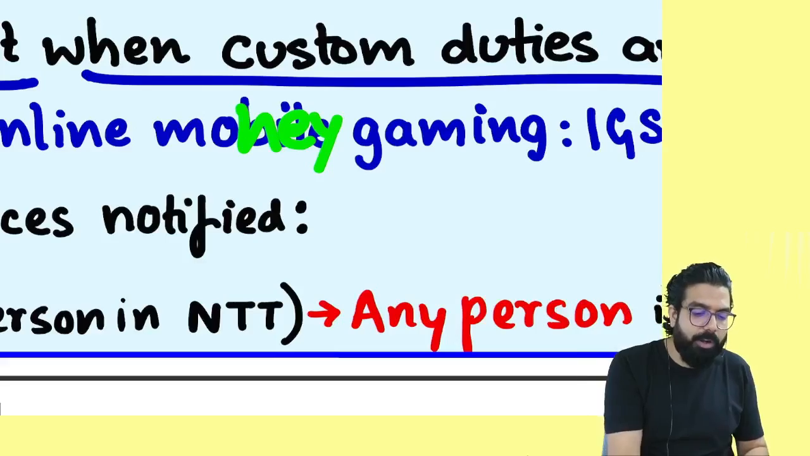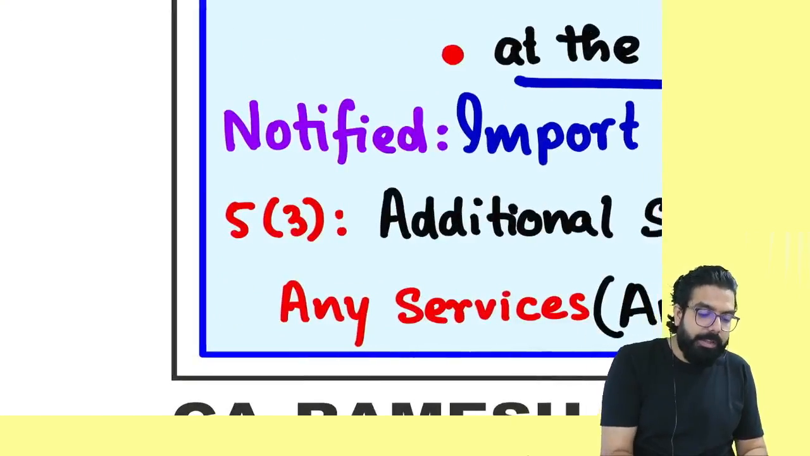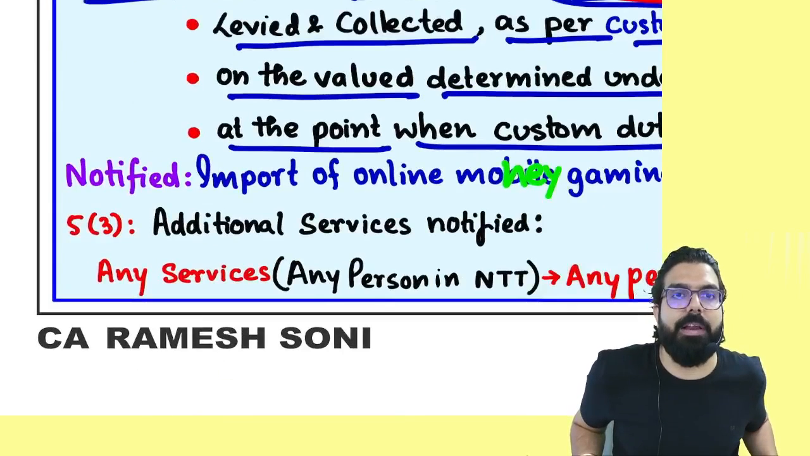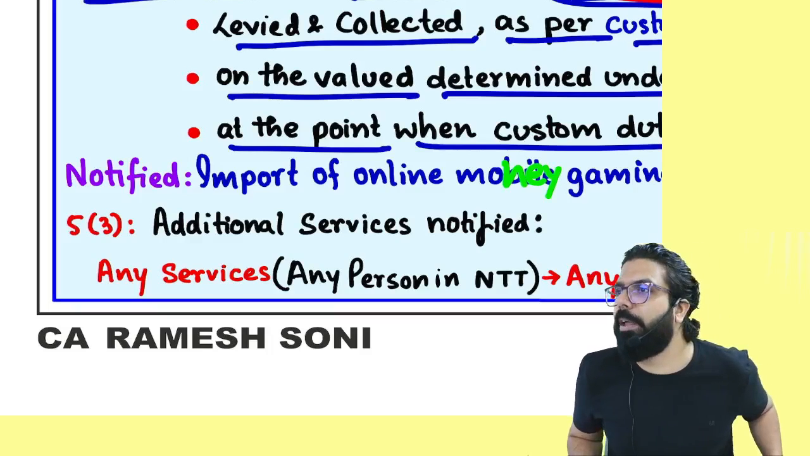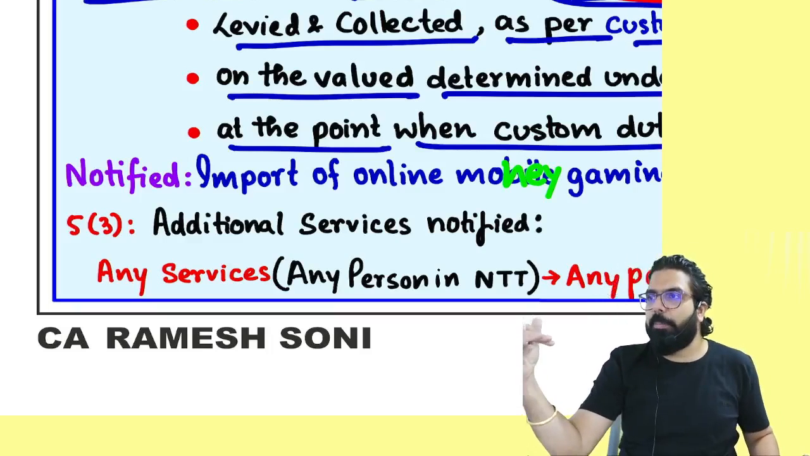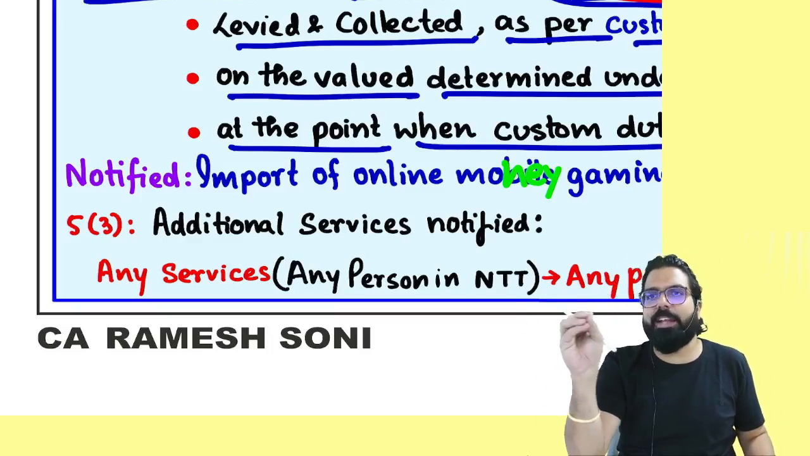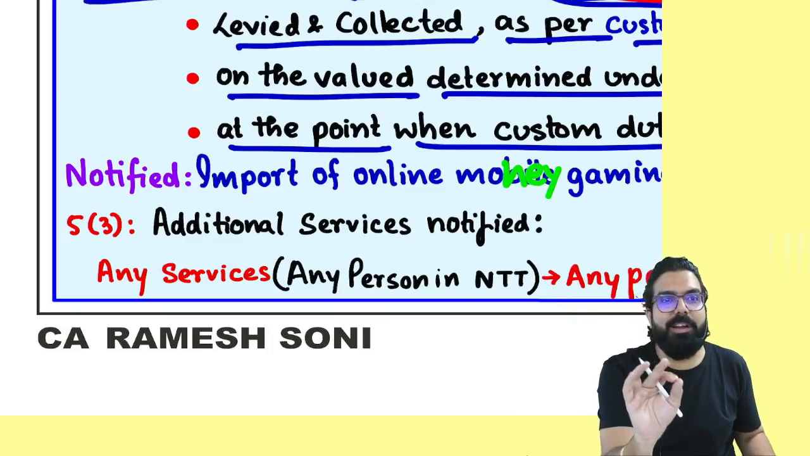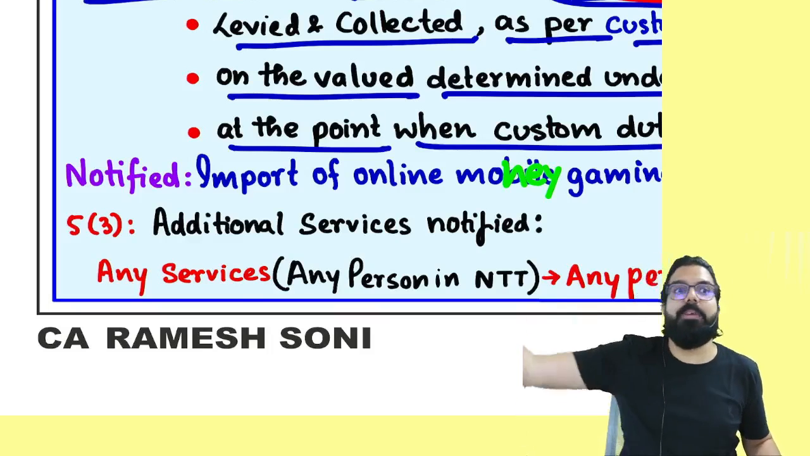Do you guys agree with me? Online money gaming is an actionable claim. They are telling now that online money gaming is an actionable claim. Are actionable claims services or goods? Actionable claims are goods. Correct? Now you tell me, will an actionable claim come by ship? Because if it comes by ship, then you will have to pay custom duty and at that time you will pay GST. But the government told that this actionable claim, online money gaming, does not come by ship. It will come directly online.